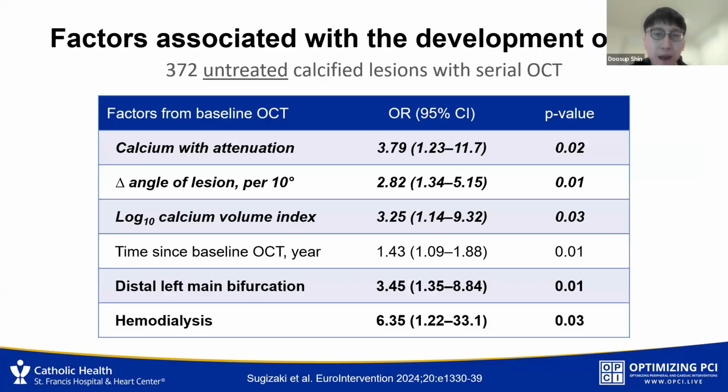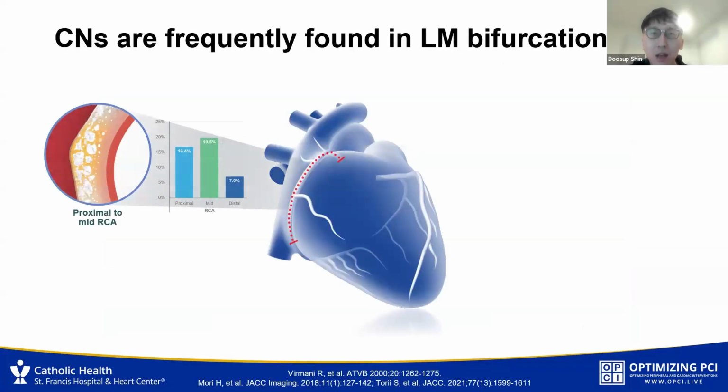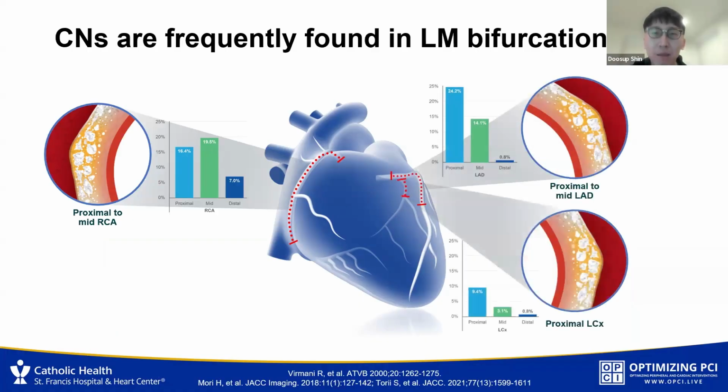In addition, left main bifurcation, where plaque burden is high with high tensile stress and repetitive hinge motion, and patients undergoing hemodialysis were associated with the development of calcified nodules. Other studies also demonstrated that calcified nodules are frequently found in the area where necrotic cores are more frequent and where there is increased torsional stress, such as proximal to mid RCA or in the left main bifurcation, especially the proximal vessels.